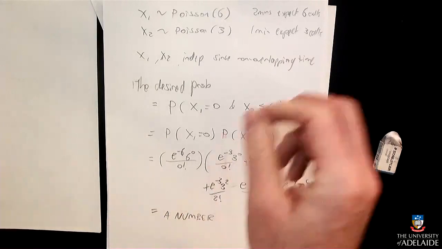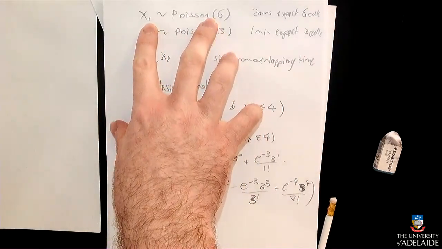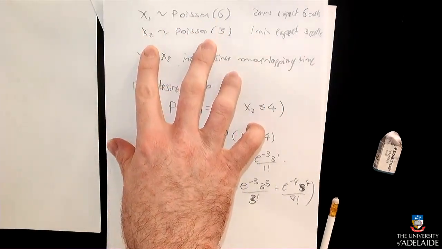Okay, and I think the idea of that question is to point out that if you can separate it into non-overlapping time periods, you can just treat them separately. The important thing for me is realizing that there's two different distributions there. There's one for the first 2 minutes and one for the second 2 minutes.